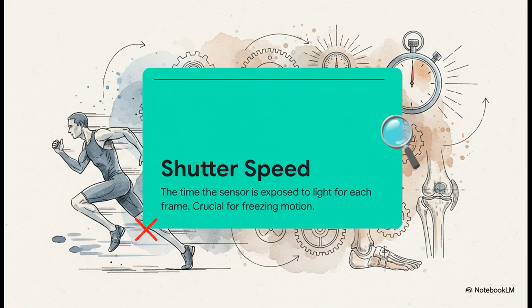So what is it? It's just how long the camera sensor is exposed to light for every single frame. For our purposes, its one and only job is to freeze motion.